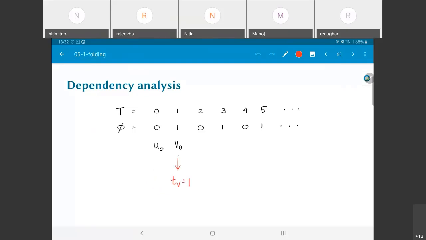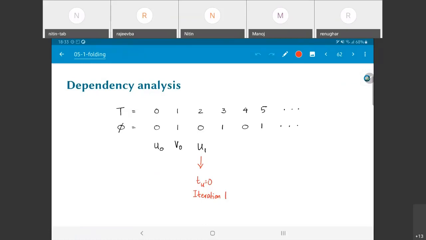And at time 1, I have v0. This basically corresponds to tv equal to 1. Okay. If I go forward, once again, u1 then happens immediately after that. This corresponds to tu equal to 0. Even though capital T is now equal to 2, if I look at the phase of the clock, that corresponds to 0, and that is what I am writing over here, right? So the tu equal to 0 corresponds to the phase of the clock.